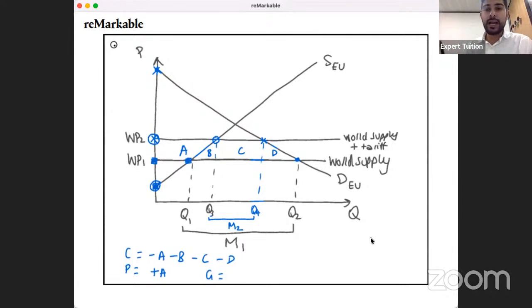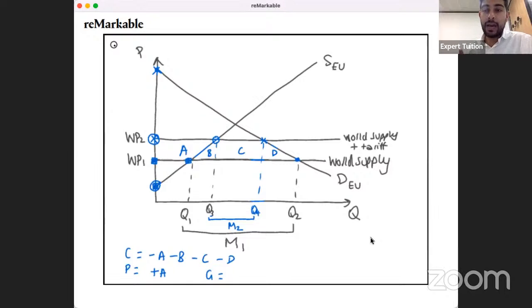Well, here, what's the definition of a tariff? A tariff is a tax on imports. Well, the two things I therefore need to know are, one, what is the tariff? Well, I know that it's this. The height between these two supply curves, world supply and world supply plus tariff, is the tariff. The height of my area, therefore, is going to be that distance. What else do I need to know?